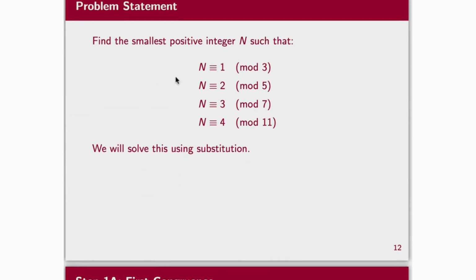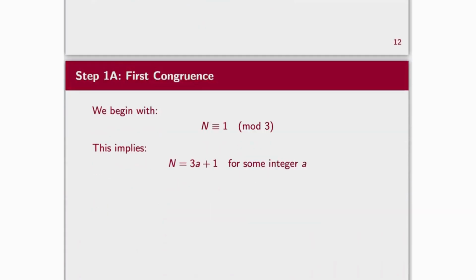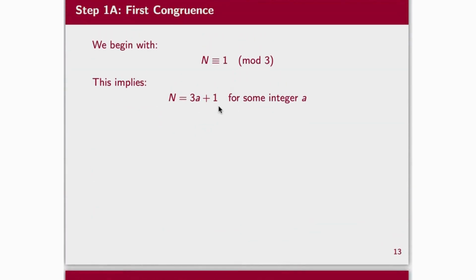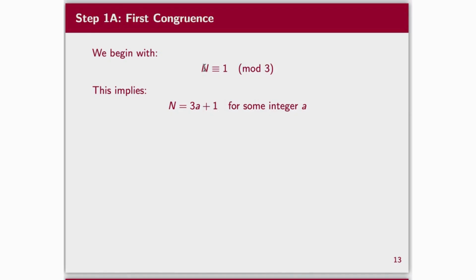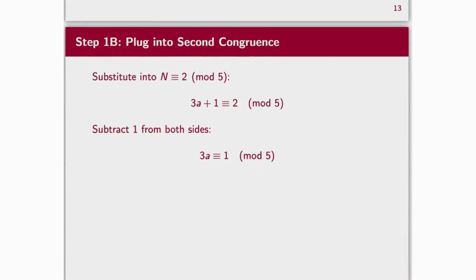So, we're tasked with finding the smallest positive integer that satisfies this. I've gone ahead and rewritten it based on the previous logic. This is what the theorem states. Let's use substitution. To begin with, we already know n is congruent to 1 mod 3, which implies n is equal to 3a plus 1 for some integer a. The theorem states we solve by substitution.